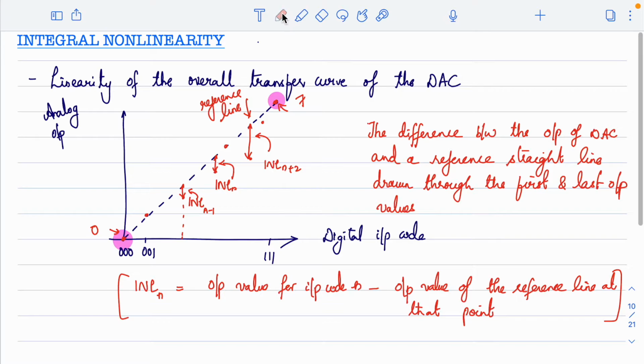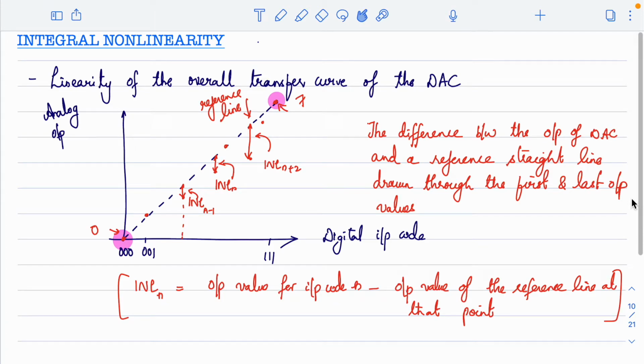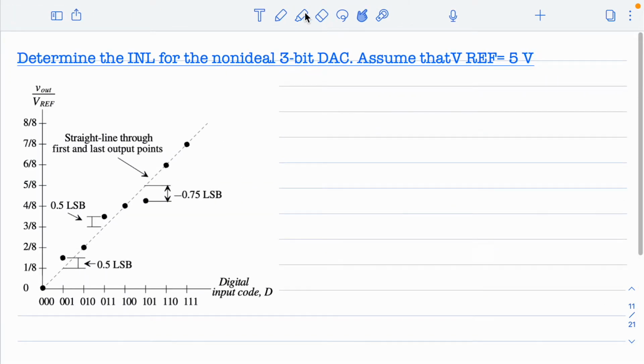Alright, before that, let us quickly see how we can calculate or perform this integral nonlinearity with a simple example. Look at this question. The question is to determine the integral nonlinearity INL for the non-ideal 3-bit DAC, given that the reference voltage is equal to 5. We need to calculate the integral nonlinearity for this specific non-ideal 3-bit DAC.